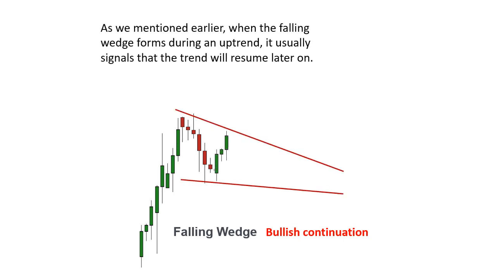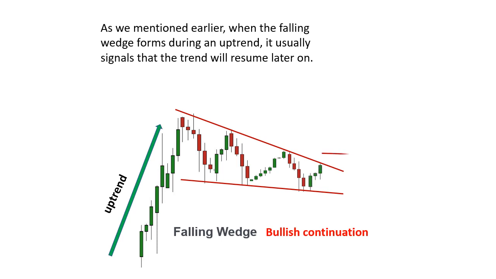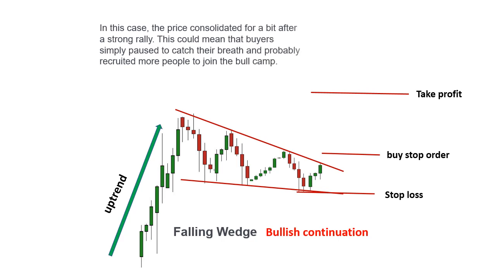As we mentioned earlier, when the falling wedge forms during an uptrend, it usually signals that the trend will resume later on. In this case, the price consolidated for a bit, after a strong rally. This could mean that buyers simply paused to catch their breath, and probably recruited more people to join the bull camp.